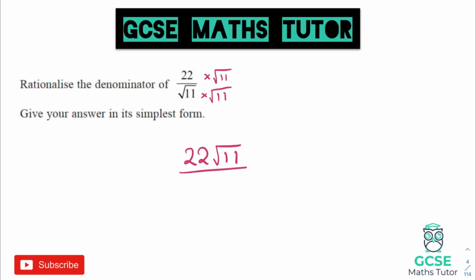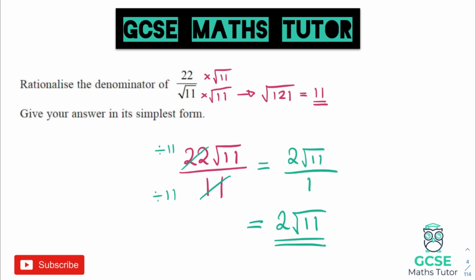So we have root 11. That makes 22 root 11 on the top, and on the bottom we get root 121, which simplifies down to 11. Once you've done this, you do need to have a look, see if it simplifies like a normal fraction. In this one, they both divide by 11.